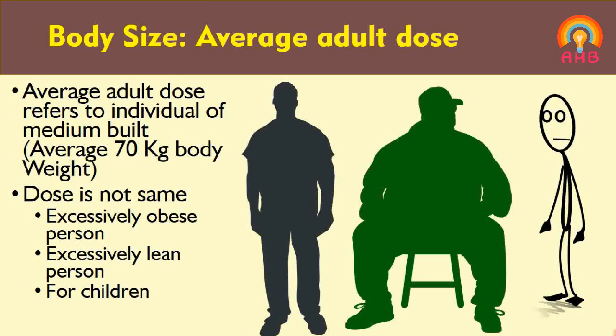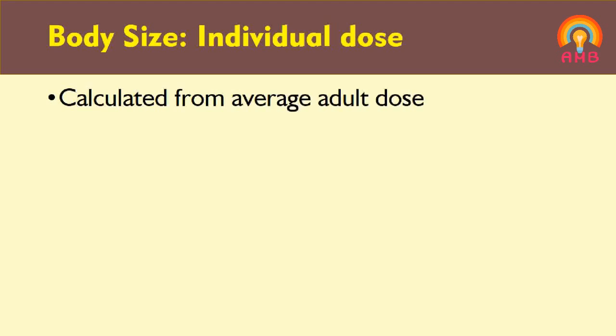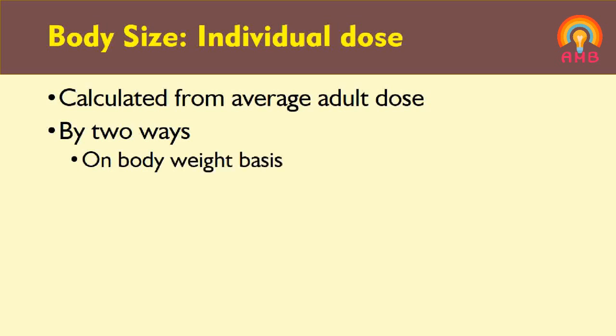Hence, in such individuals, the dose of the drug should be calculated from the average adult dose. We are not giving the same dose to excessively obese or excessively lean persons or to children. We have to calculate it from the average adult dose. So how is it calculated? It is calculated in two ways. First, we can calculate the dose on a body weight basis, and second, we can calculate the dose on a body surface area basis. First we will discuss how the individual dose is calculated on the basis of body weight.